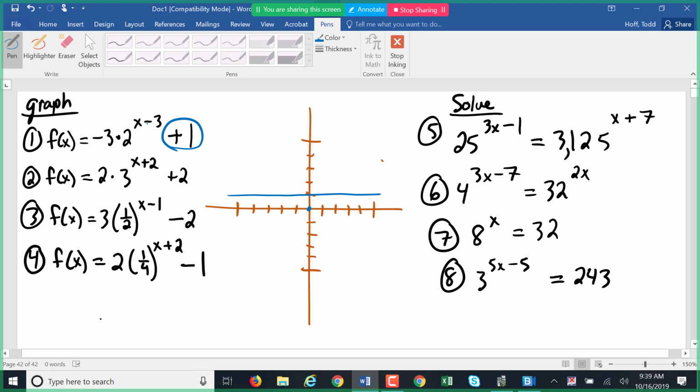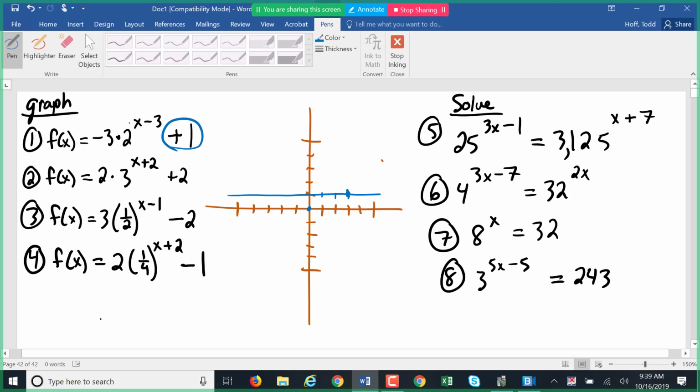The x minus 3, remember we go the opposite direction. So we move over where the y-axis is, the behavior at the y-axis moves over, and we now have that behavior at x equals 3. So that's from the x minus 3.